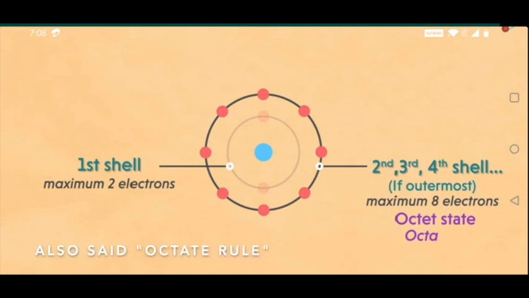This is also said to be the octet rule. The term has been taken from the Greek word octa, meaning 8. The octet rule says that if an element or atom of an element has 8 electrons in its outermost shell, then due to this stable configuration, this element will not have any activity. It will have 0 valency.